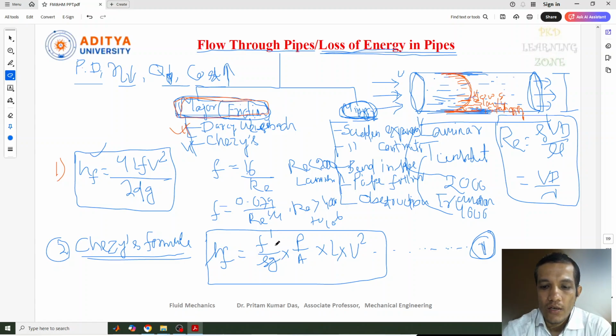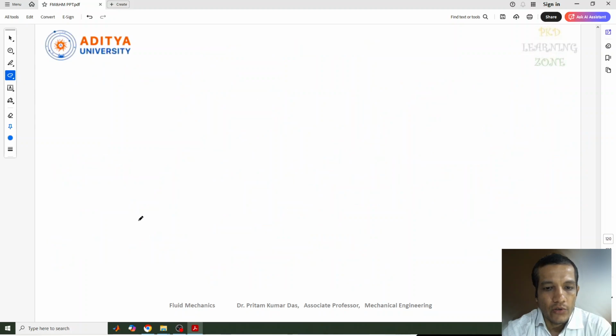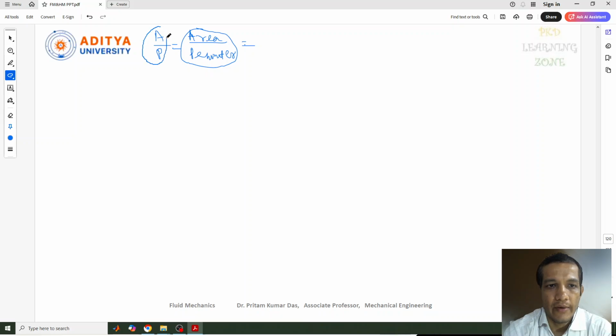Now we'll take one ratio. Let's consider the ratio A by P. As I told you, this is the area and this is the wetted perimeter. Though we are considering the pipe here, we can write this as A by P. This ratio, area by perimeter, is called the hydraulic mean depth.